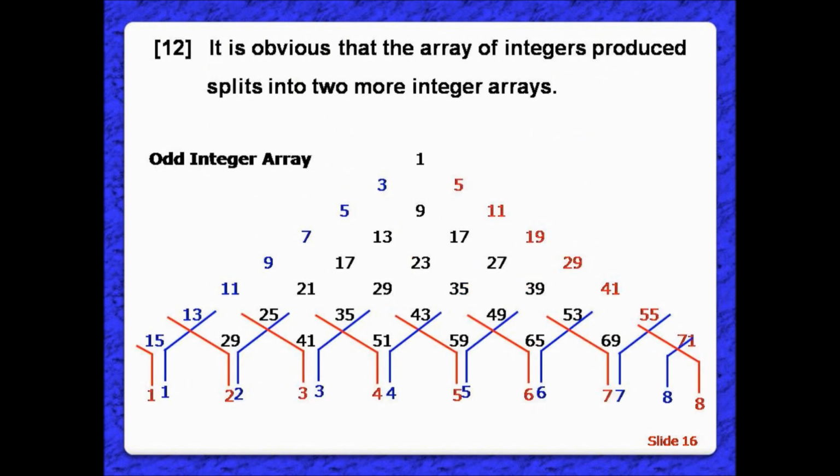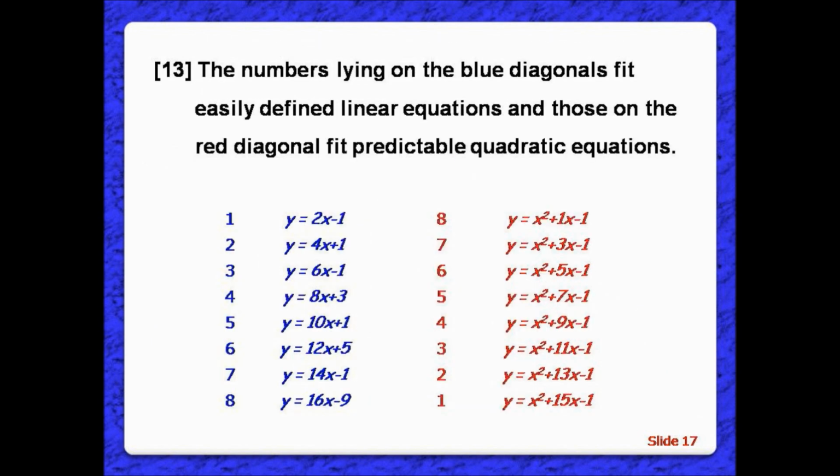It is obvious that the arrays of integers produced split into two more integer arrays. The first one is the odd integer array. The numbers lying on the blue diagonals fit easily defined linear equations, and those on the red diagonal fit predictable quadratic equations.